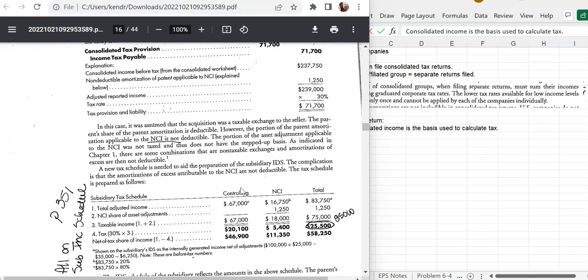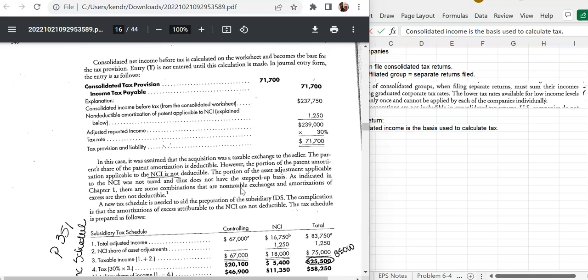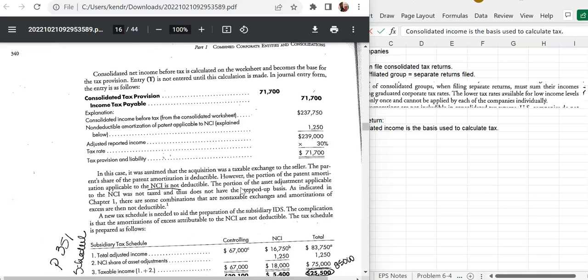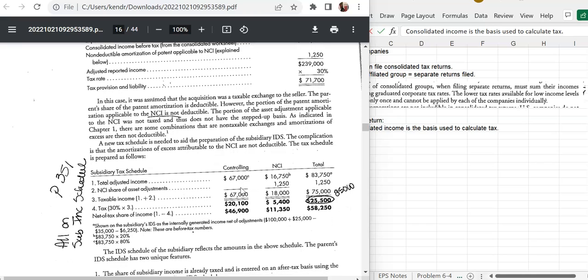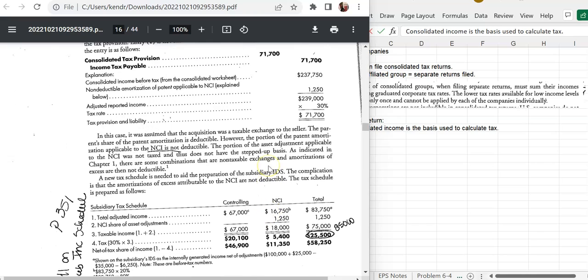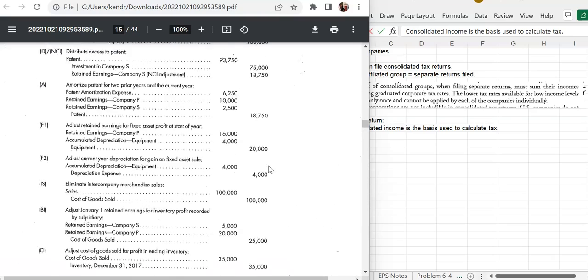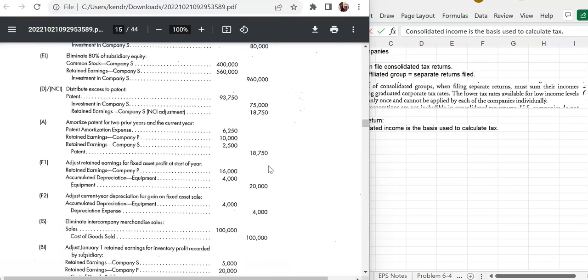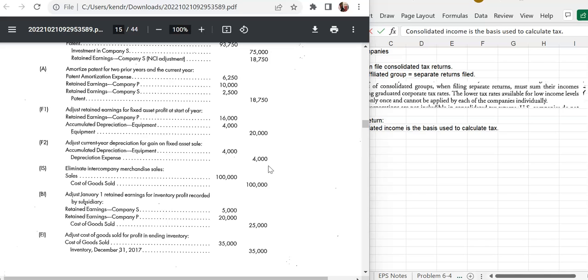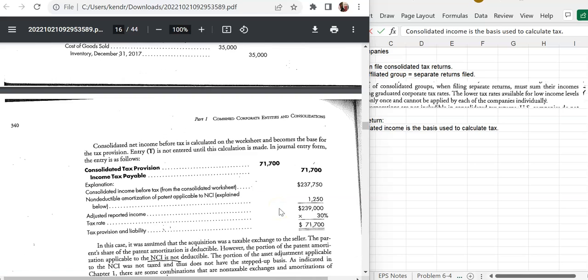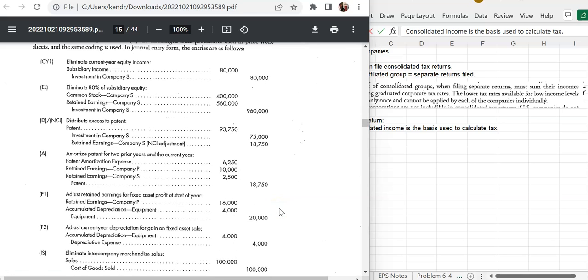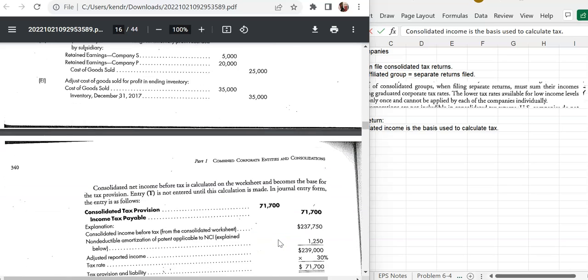And y'all, I'm not going to type all these numbers out. I'm just going to show you where they're coming from. I might copy this over and type where numbers are coming from there, but we'll see. Okay, so they do all the adjustments, all the eliminations and all that lovely stuff. The inventory adjustments, the patent amortization is in here. Here's the equipment, and then here's where they're recognizing part of that deferred gain. All right, so all that's in there.